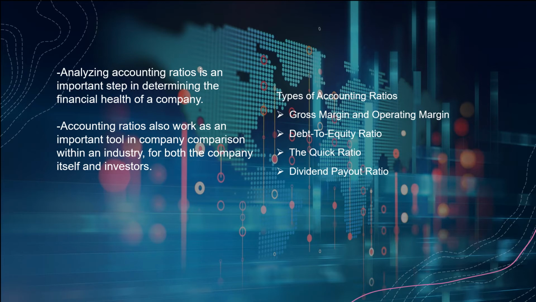And these are the types of accounting ratios. First is gross margin and operating margin. Second is the debt to equity ratio. Third, the quick ratio. And last is the dividend payout ratio.